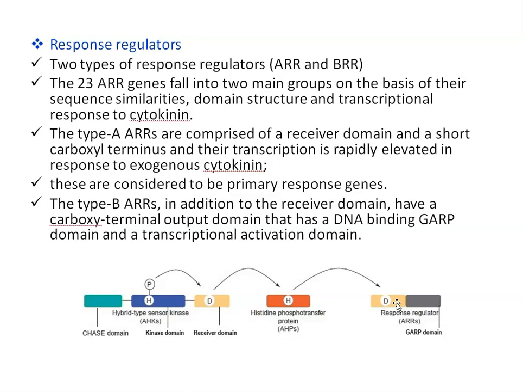Then the type B RRs, in addition to the receiver domain, this yellow in color, have a carboxy terminal output domain, right? That has a DNA binding GARP domain, this green color, and a transcriptional activation domain, right? So this part is response regulator.